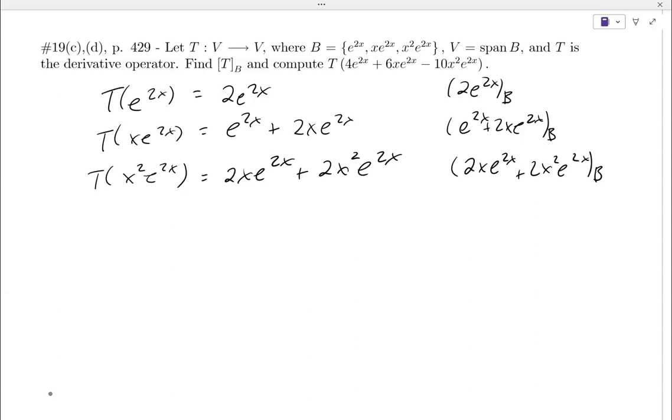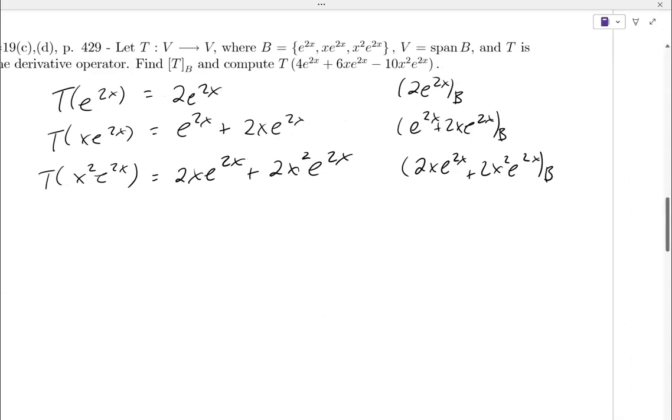Again, our basis is e to the 2x, x e to the 2x, and x squared e to the 2x. In that order, what coordinates would you have for that first vector? Good, 2, 0, 0, fantastic. For the second one, 1, 2, 0, and that was why I didn't factor it, so I could see what the coordinates were easily. And then the last one, 0, 2, 2. Good. Fantastic.